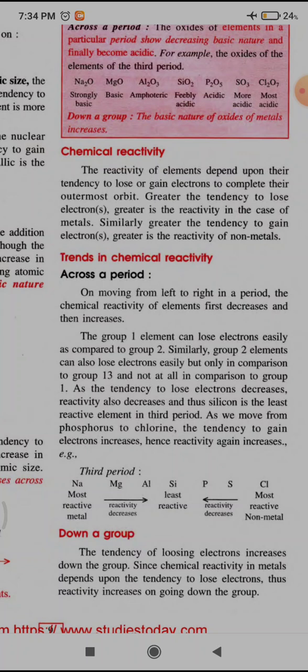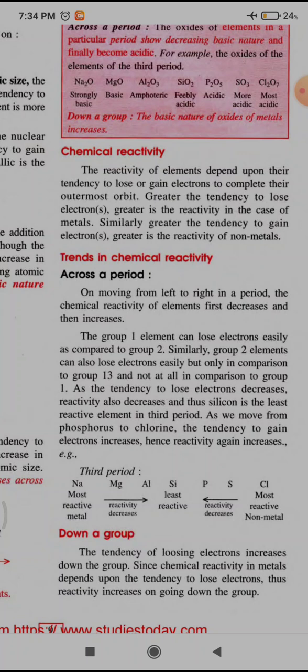So first, let's see group 1, which we will discuss. Group 1 elements can lose their electrons easily as compared to group 2. Similarly, group 2 elements can also lose electrons easily, but in comparison to group 13, they are not the same as group 1. The tendency to lose electrons decreases, which means the tendency to gain electrons increases in the case of group 13.